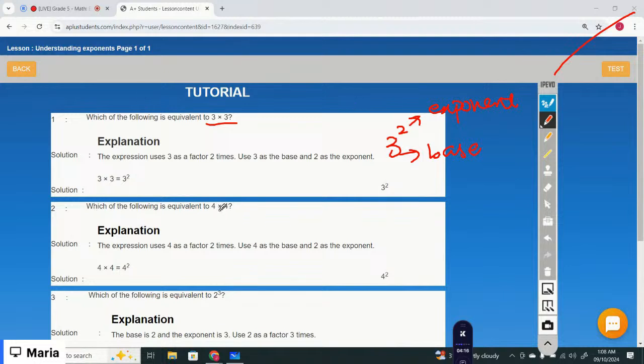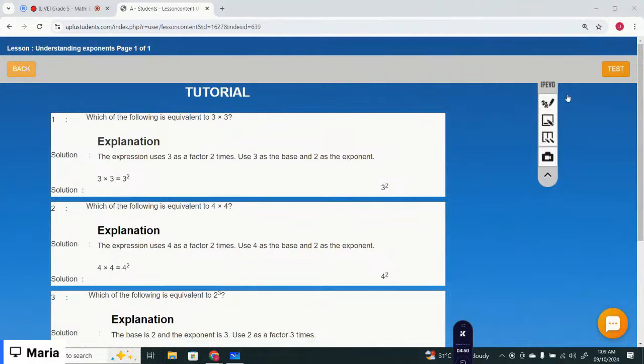The next one is which of the following is equivalent to 4 times 4, right? So 4 times 4 means you can write it as 4 squared, right? You can write it as 4 exponent 2. That means you are going to use 4 how many times? 2 times. That is 4 times 4. Okay, let's just start with the test questions.